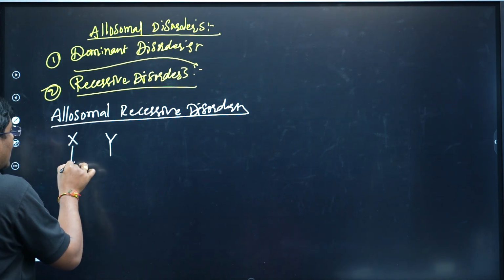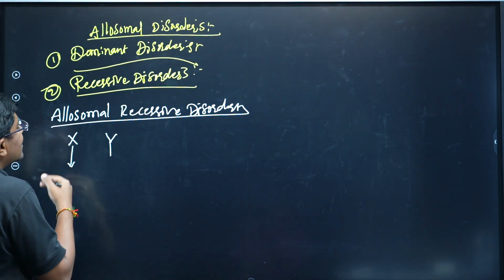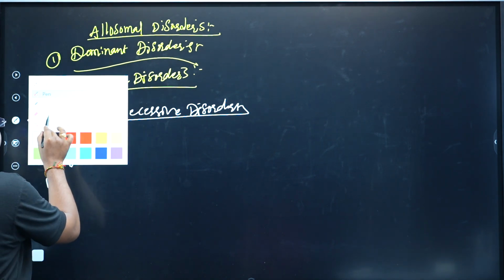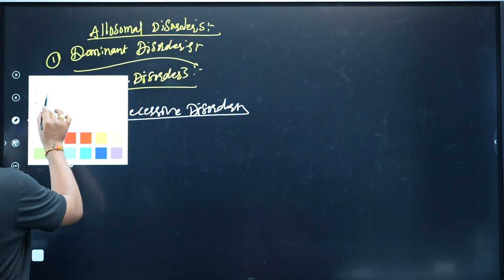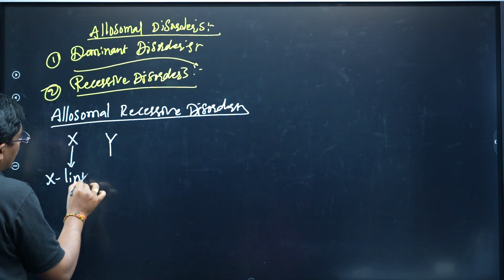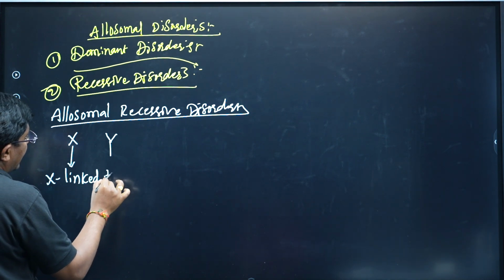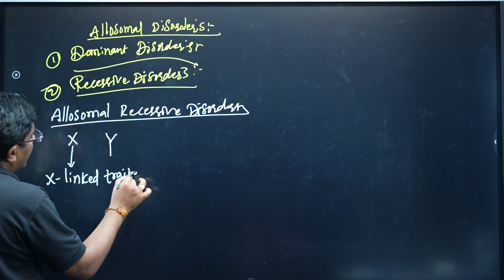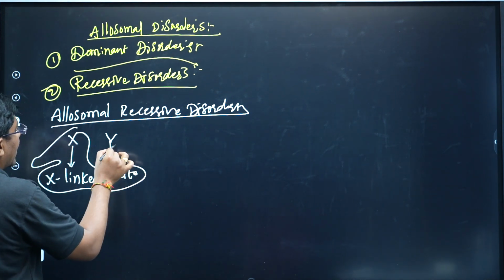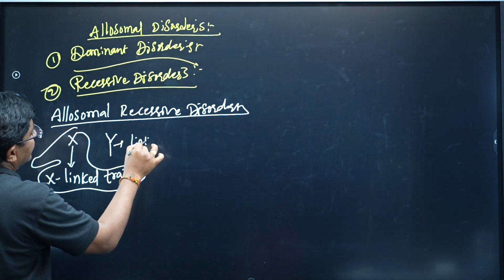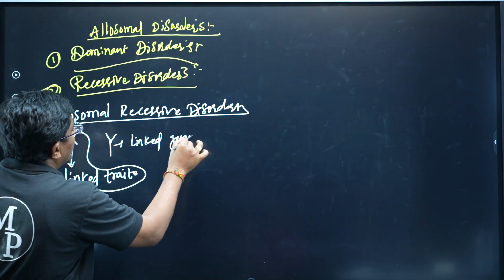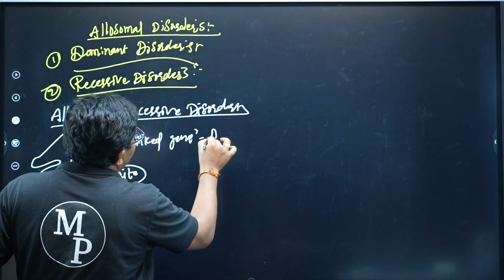The genes present on the X chromosome are X linked traits. Then it is Y linked, so Y linked genes are only dominant.